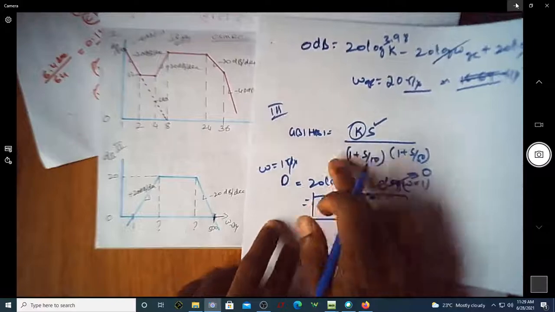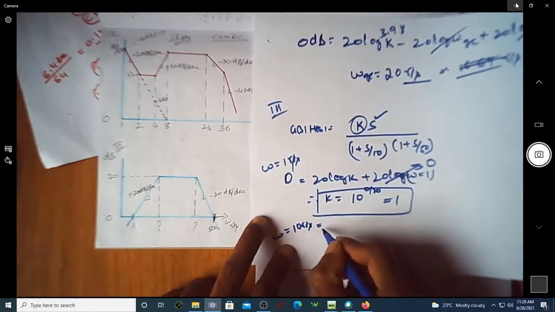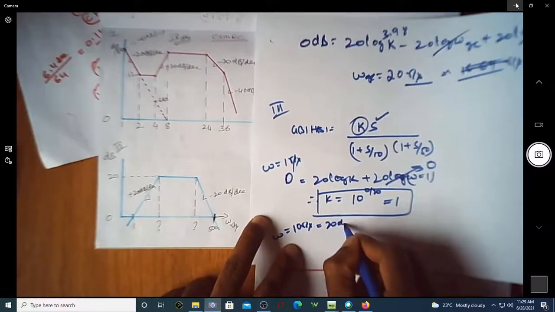You can also find it the other way. At omega equal to 10 radian per second, what is the magnitude? The magnitude is 20 dB.